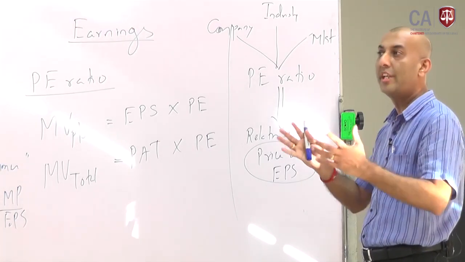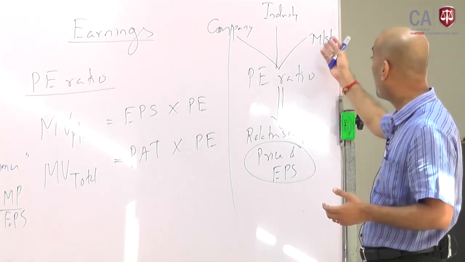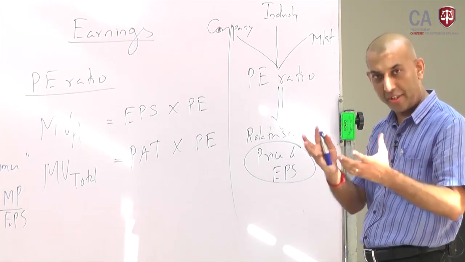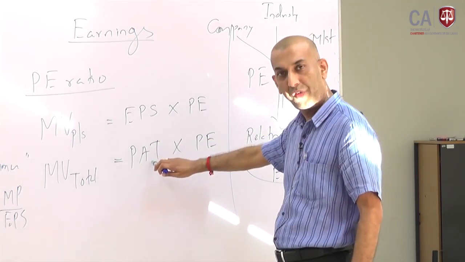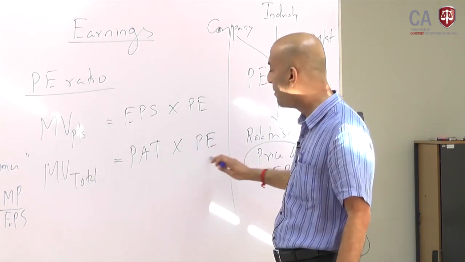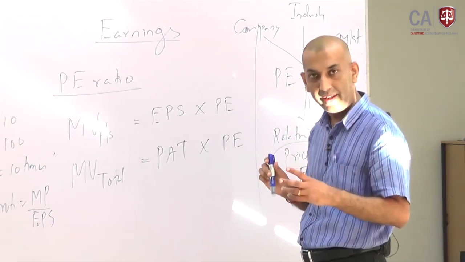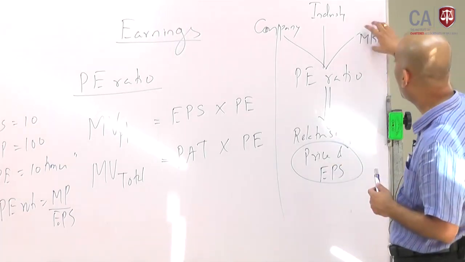That means if your company's earnings are 1 billion and the PE ratio is 10 times, your market value of the company is 10 billion. That's based on this valuation. Profit after tax is 1 billion, and if you take the market PE ratio of 10 times into profits, you get 10 billion. So that gives you the idea of the value of the company using the market PE ratio.